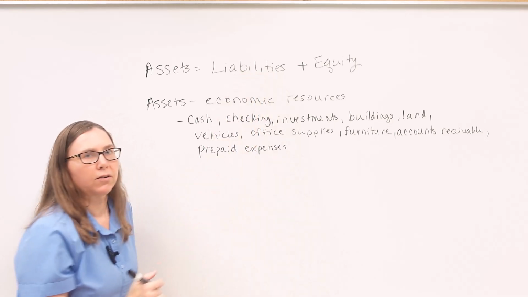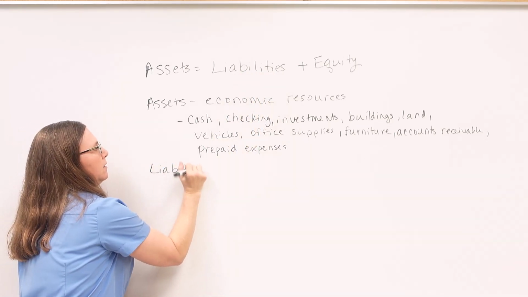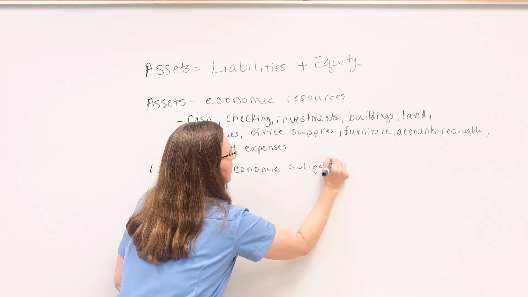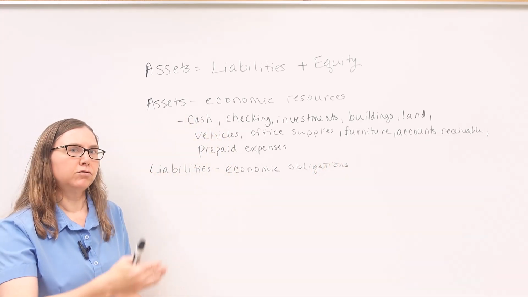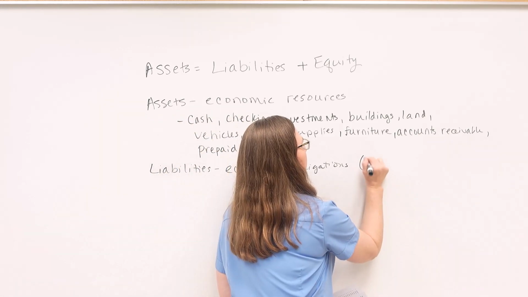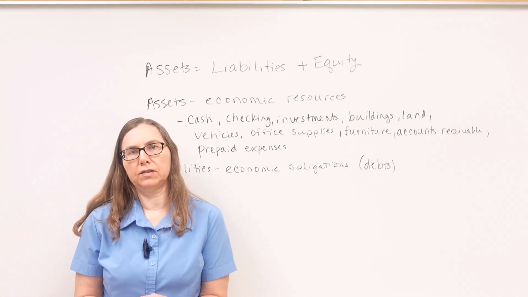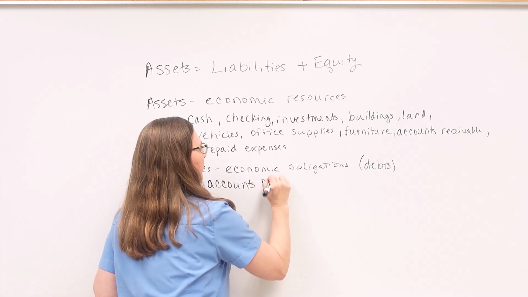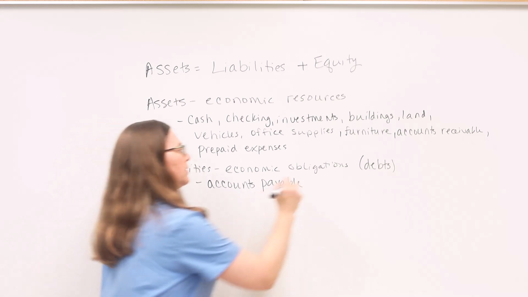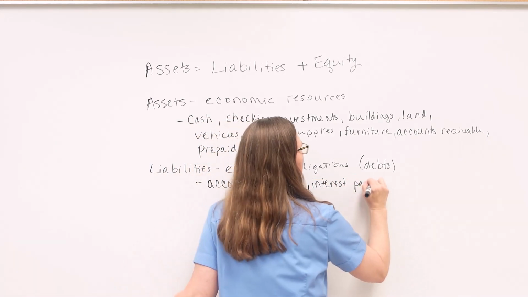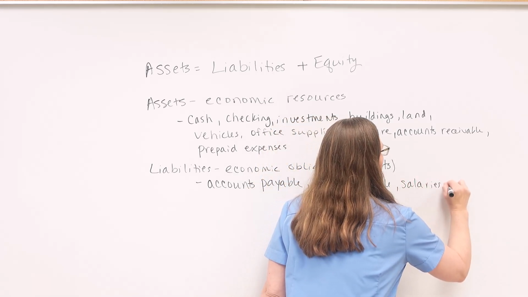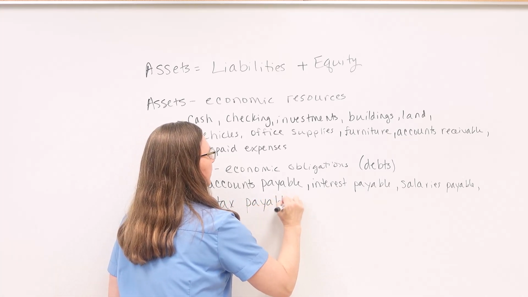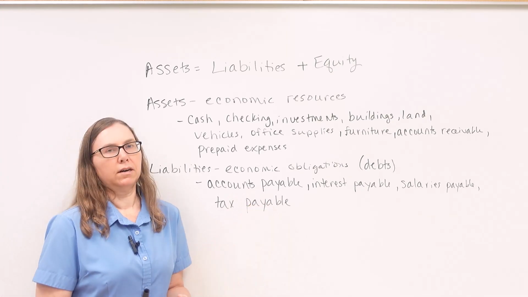And then liabilities, those are the debts of the business. Economic obligations, money they owe to other people, or debts. For these, you're going to see the word payable in a lot of these account names. Accounts payable, interest payable, salaries payable, taxes payable. Basically, anything that they will have to pay in the future is considered a liability.